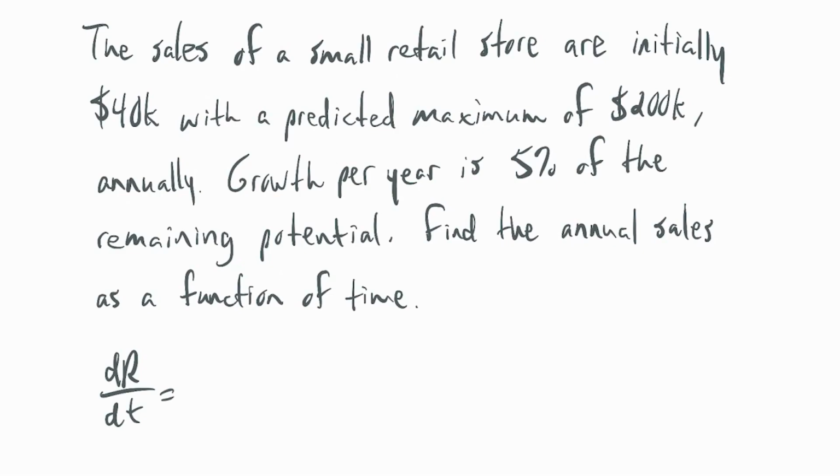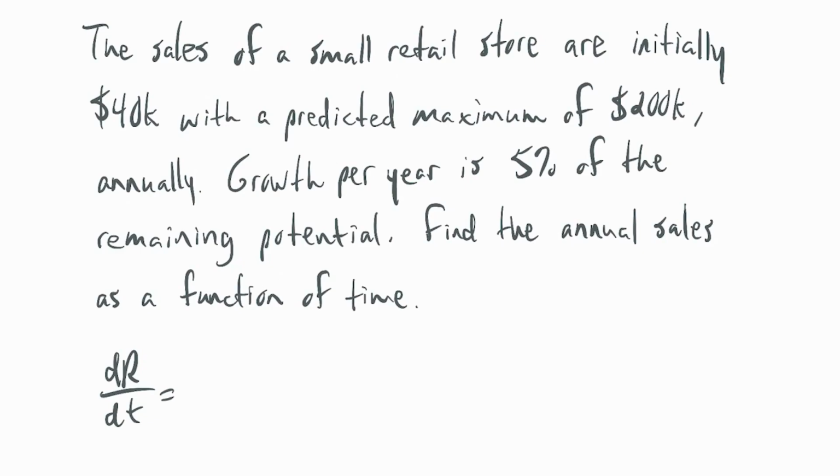So let's say that growth per year is 5% of the remaining potential in your maximum. There's people who've never heard of your store, or they've driven by and didn't go in. But through advertising or word of mouth, you kind of win them over and you grow your business by getting more people to come to your store. Every year you're whittling away at that remaining potential that you could get, just haven't yet, right? And so you're growing every year based on that. So we're going to find the annual sales as a function of time.